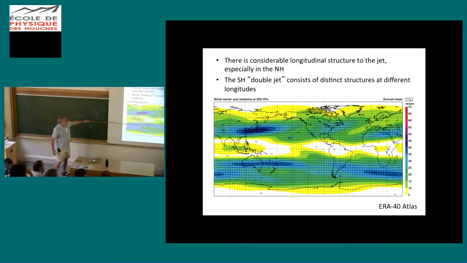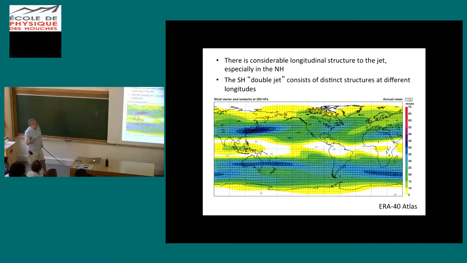But in the southern hemisphere, you see that what looks like a double jet is actually double jets at different longitudes. So you don't necessarily want to think of that as a double jet in a zonally homogeneous case. Obviously, there's some longitudinal structure here that ultimately should be part of your thinking. So that's an important feature.